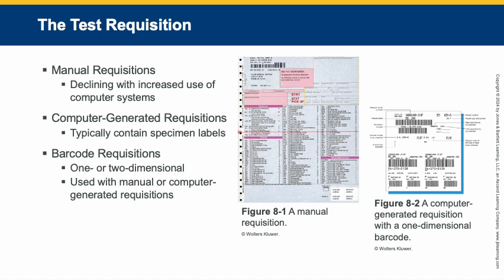Or they could be computer-generated requisitions, which typically have the labels with them. That's like in 8.2. It is a requisition with a one-dimensional barcode. Or the last one there is barcode requisitions. So those are actually like the sticker requisitions. They're used with manual or computer-generated requisitions, where in some hospitals you scan the barcode of that label at the patient's bedside when you draw their blood.